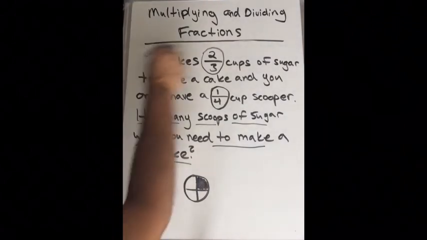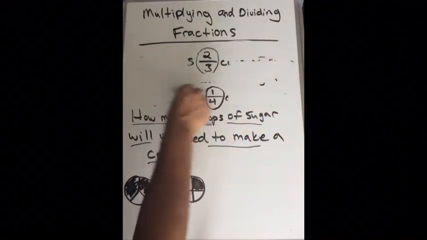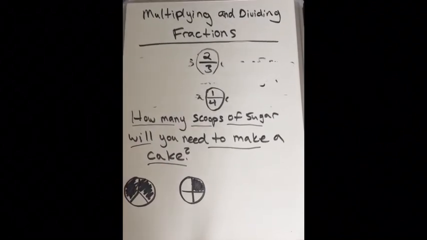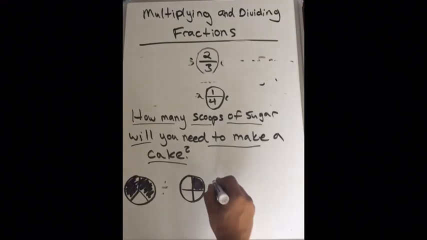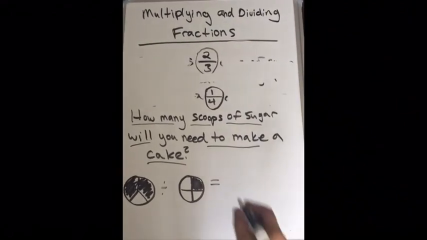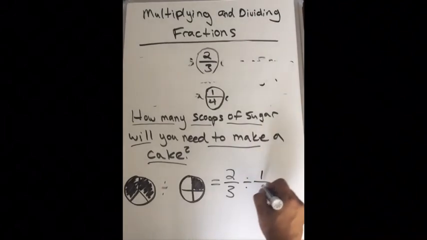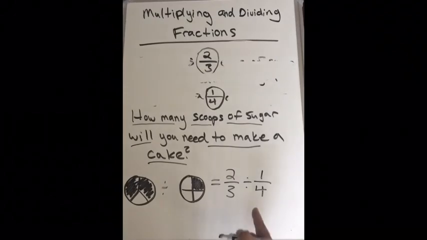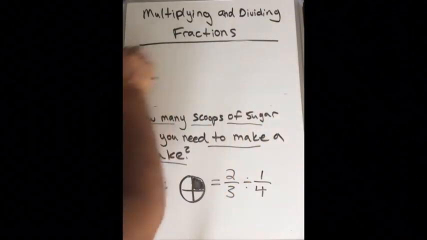So when we have 2/3, well, we need 2/3 rather, and we only have 1/4, how many scoops of sugar? We're going to divide these two. And with that being said, our work comes out to be 2/3 divided by 1/4. That's what the word problem is asking us. And now we have to figure out what exactly this quotient is. So let's go ahead and start doing our math, shall we?